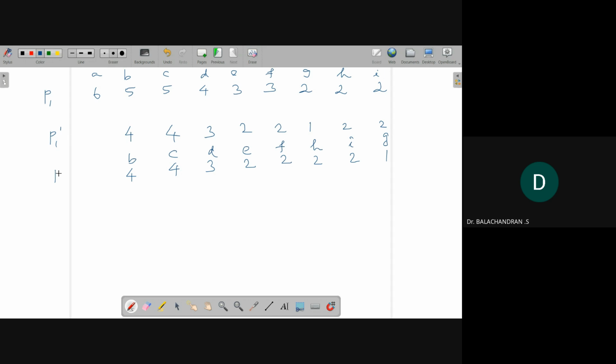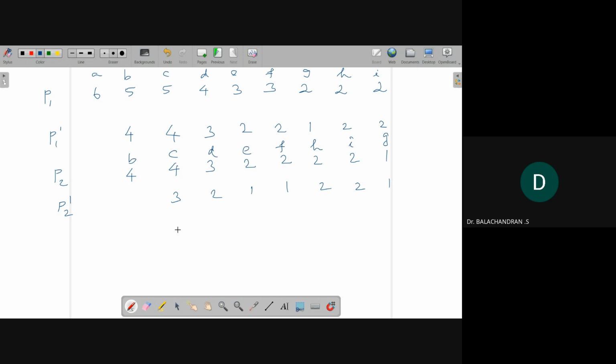Next, this is P2, and then P2 dash. I'll take this 4 and subtract 1 from each of the first 4 elements: 4 minus 1 is 3, 3 minus 1 is 2, 2 minus 1 is 1, 2 minus 1 is 1. So I subtracted this 4 from the first 4 and keep the remaining 2, 2, 1. Now write in ascending order.